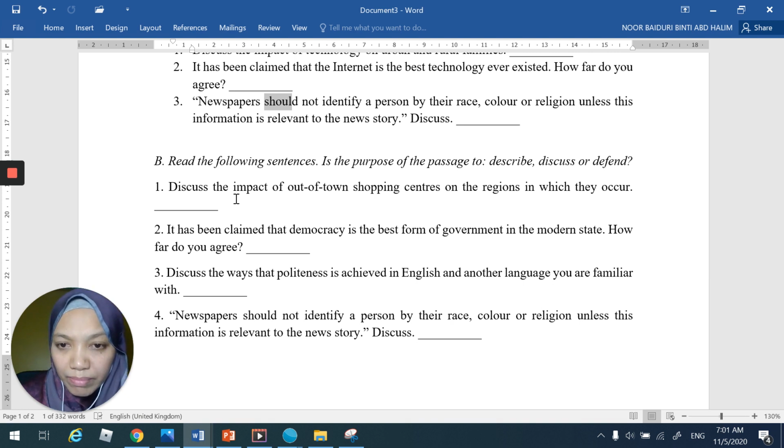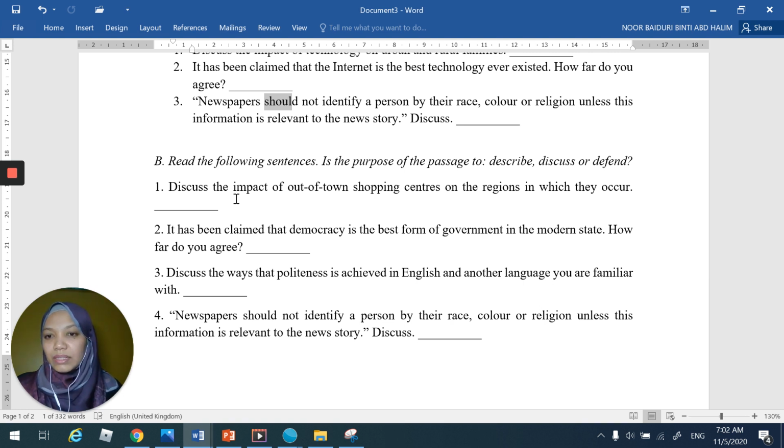Right, it has been claimed that democracy. So which one is this? Discuss or defend? How far do you agree? So there is no clear standpoint. If you're the writer, you have the privilege to give various points of view, because there is no clear standpoint here. So this one is to discuss. We can talk about the different points of view of this statement.